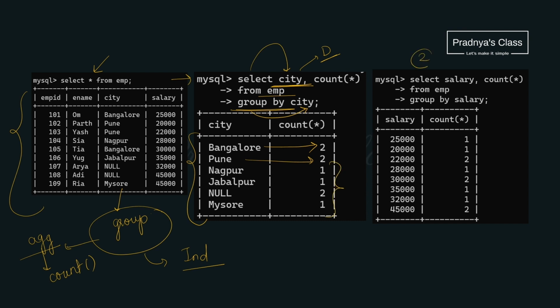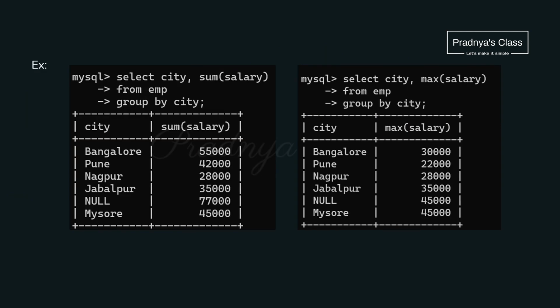Look at the second example. In this example, we are doing grouping based on salary. Select salary from EMP, group by salary, and the same aggregate function we are using in this example too. With this we will get the count based on salary. Look at the output. Only one employee is having salary 25,000, whereas there are 2 employees with the salary 22,000. Look at the data here. Let's apply another aggregate function along with group by. Look at the third example.